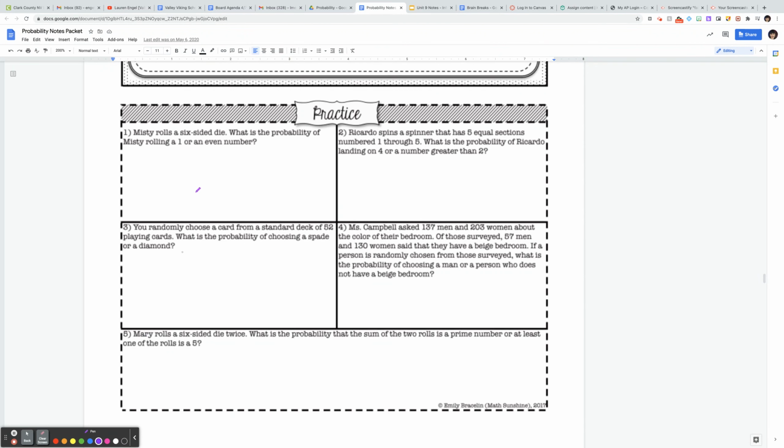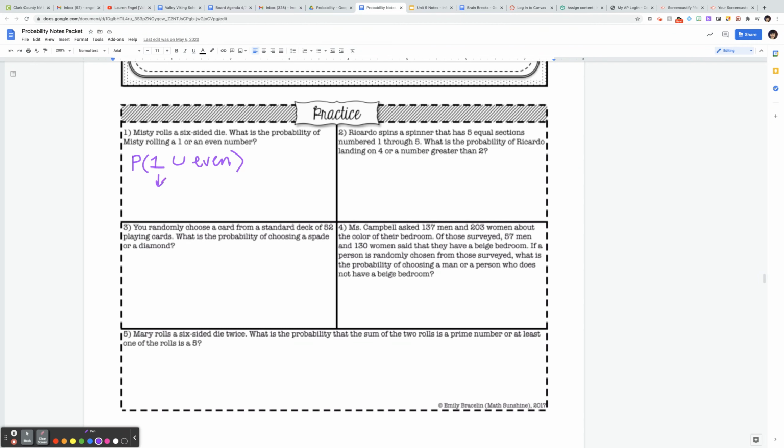All right, so this first problem says, Misty rolls a 6-sided die. What's the probability of Misty rolling a 1 or an even number? Okay, so if I wanted to write this in probability notation, I would say, what's the probability that she rolls a 1? Remember, or is this U right here, or an even number. Okay, so that's how I would write that. These 2 events are mutually exclusive, meaning they don't overlap.